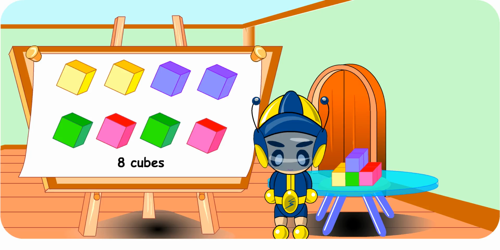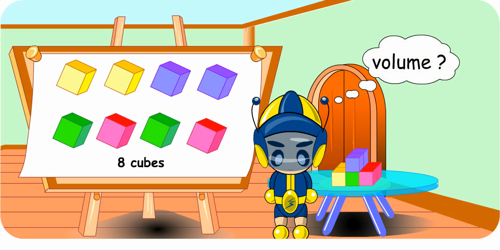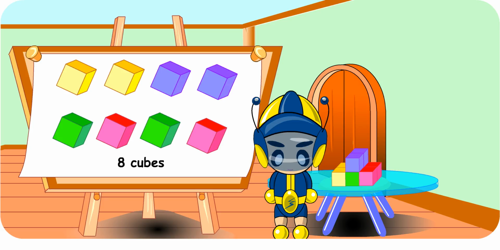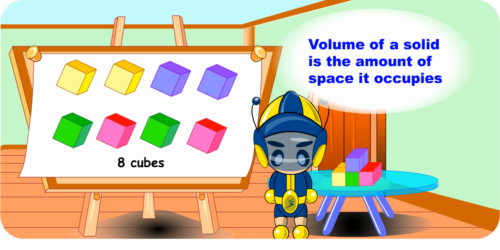Do you know what the volume of the solid is? It's something new. Can you tell me, teacher? The volume of a solid is the amount of space it occupies. Volume of a 1 centimeter cube is 1 cubic centimeter. This solid is made up of 8 1 centimeter cubes. Thus, its volume is 8 cubic centimeters.